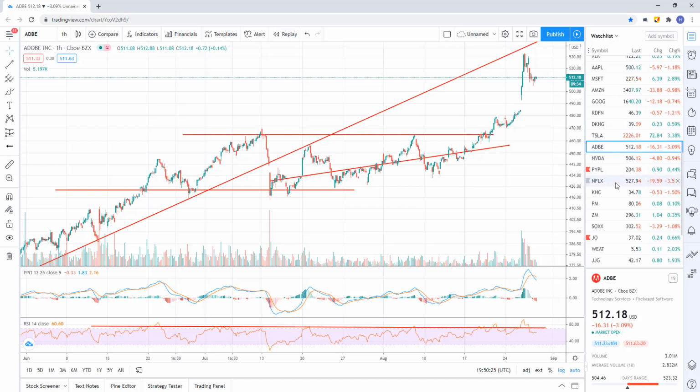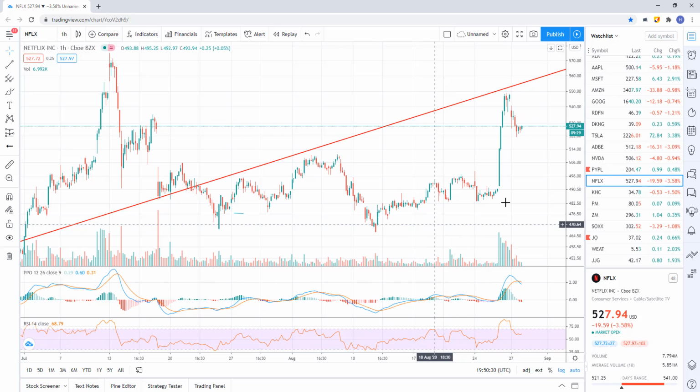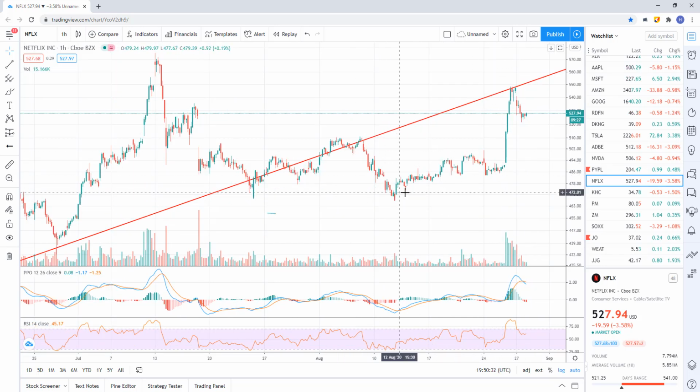Same with Netflix. Same thing. You can see here's the trend line, and I haven't moved these trend lines, but it basically broke down, and yesterday was just a ramp up, pretty much on no news, right up to resistance, and then was rejected and sold off.